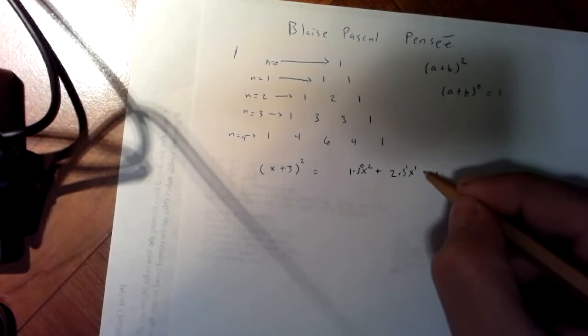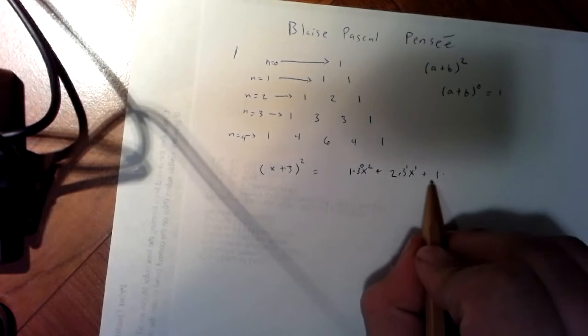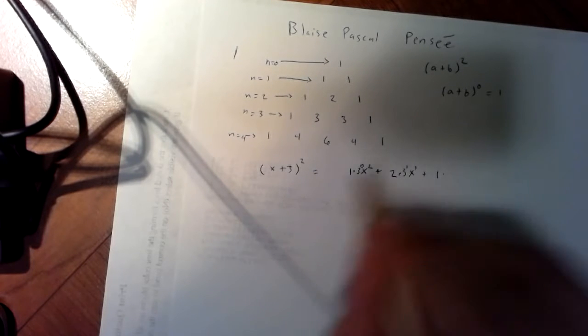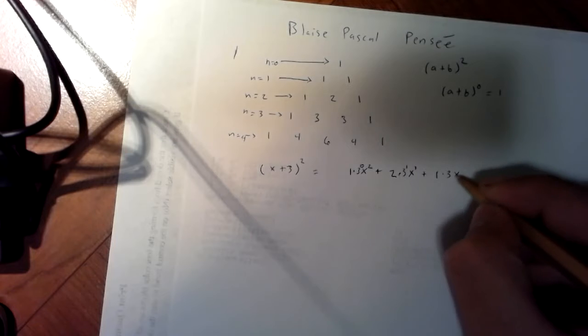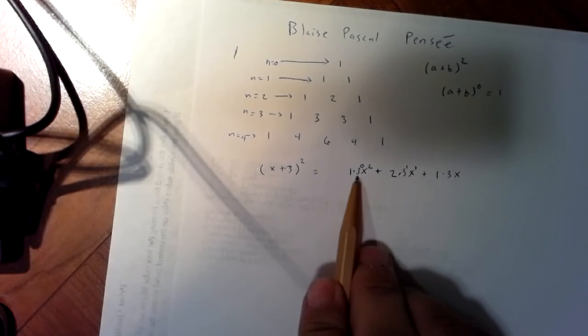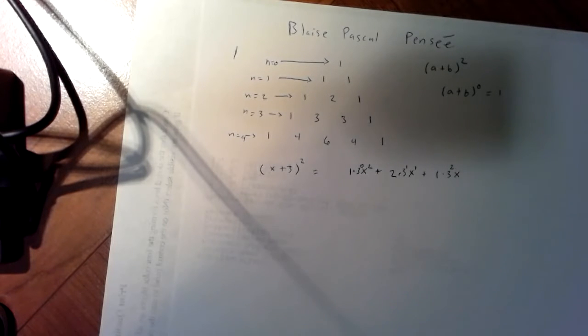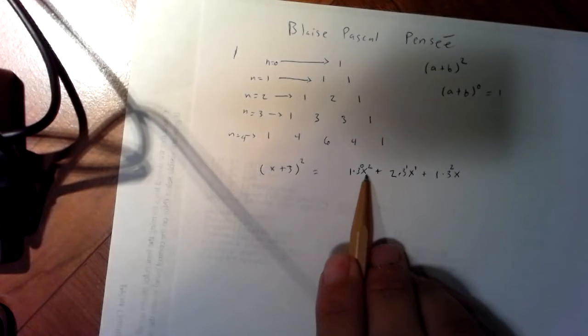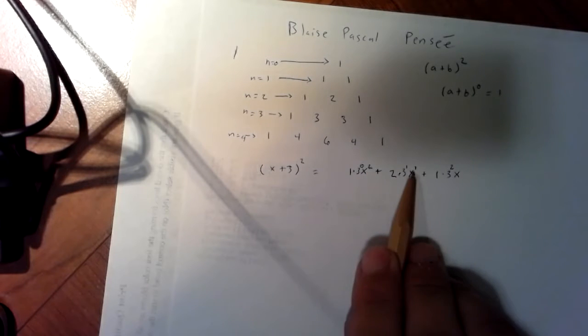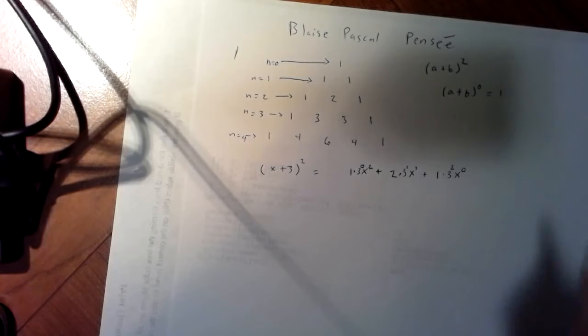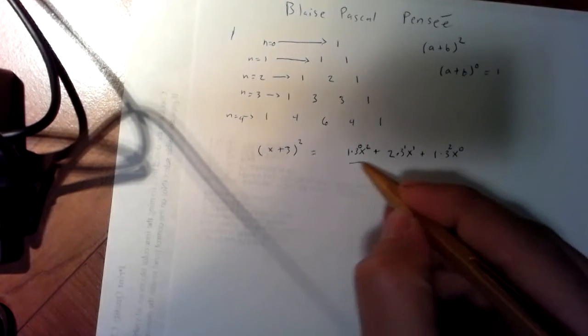And then plus, finally over here we have 1 times, and again I'm going to put a 3 and an x. Now remember, our 3's exponents are increasing, right? So 0, 1, now it's going to be squared. And the x's exponents were decreasing, so it's 2, 1, now it's going to be 0.